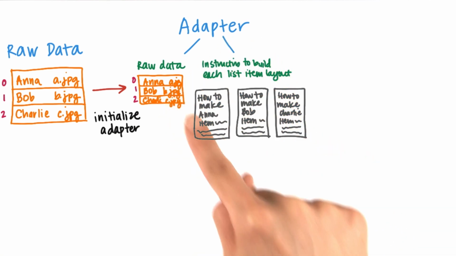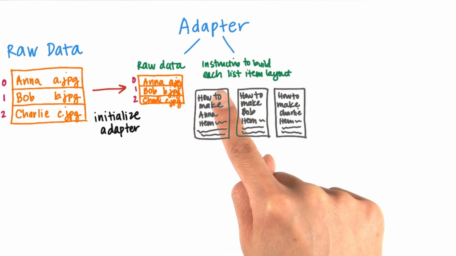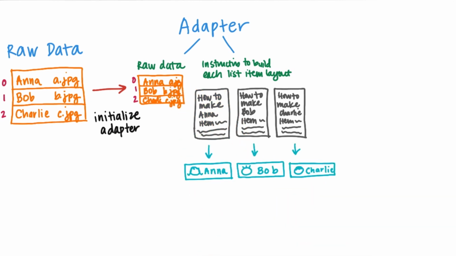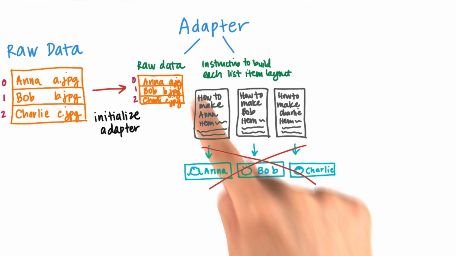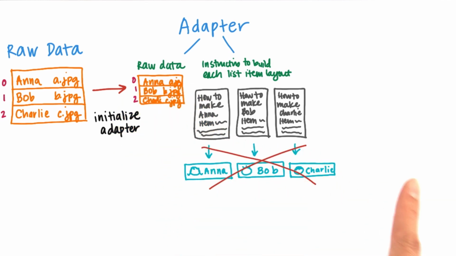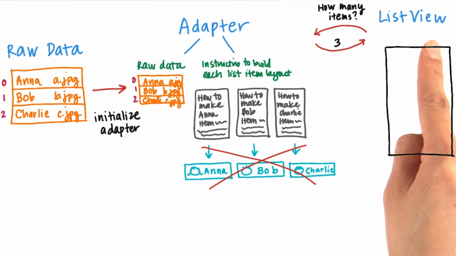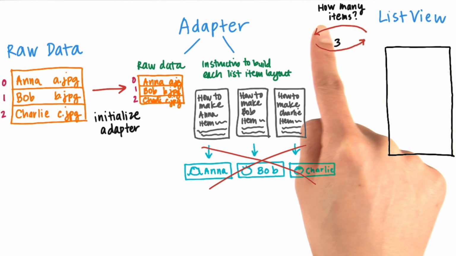The adapter also knows how to build a list item layout for each of these data items. So it could go ahead and create the layouts for them. But we don't need to create the views yet until the list view requests that it needs them. For example, if you had hundreds of contacts here, you wouldn't want hundreds of layouts sitting around that aren't being used.